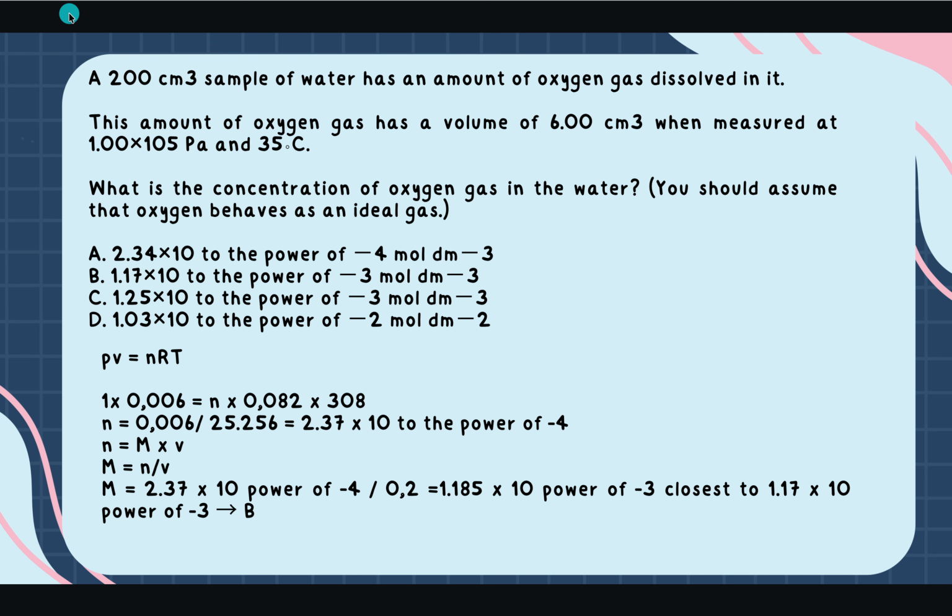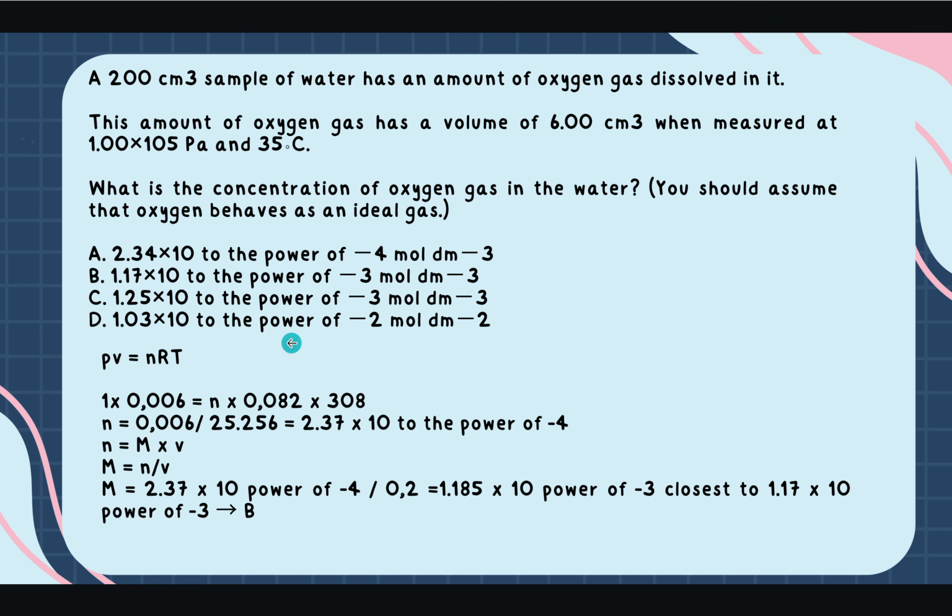Jumping to the next question: a 200 milliliter sample of water has an amount of oxygen gas dissolved in it. The amount of oxygen gas has a volume of 6 milliliters when measured at 1 times 10 to the power of 5 pascals and 25 degrees Celsius. What is the concentration of oxygen gas in the water? You should assume that oxygen behaves as an ideal gas.